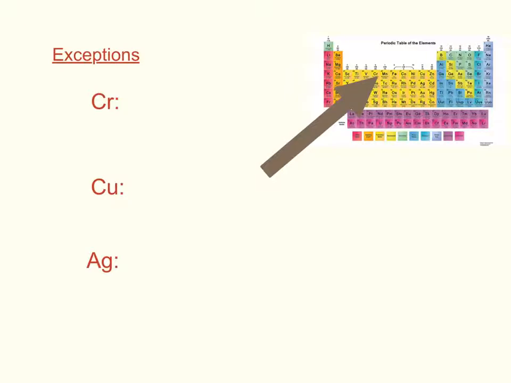So let's do the normal electron configuration of chromium. That is going to be argon, Ar, and then 4s2, 3d4.